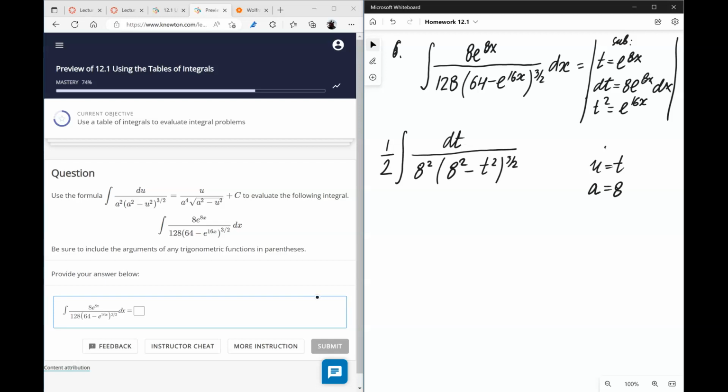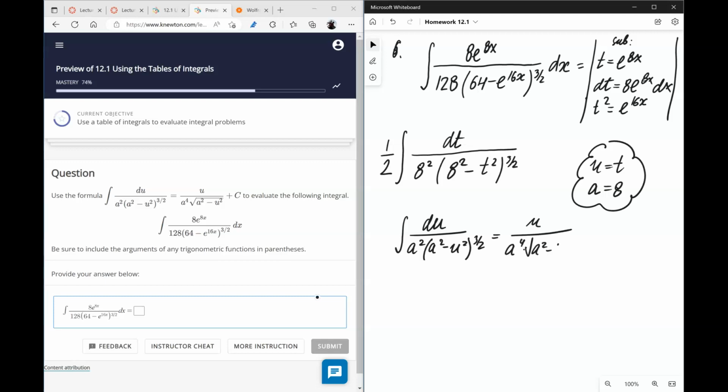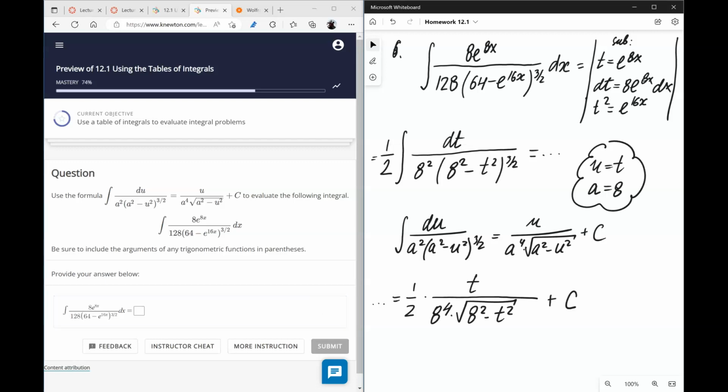So if you think of a as 8, then you can use the following formula that says that the integral of du over a squared minus u squared to the power 3/2 is equal to u over a to the power 4 times the square root of a squared minus u squared plus c. So according to this formula, this integral now becomes 1/2. U is t. A to the power 4th is 8 to the power 4th. Square root of 8 squared minus t squared plus c.